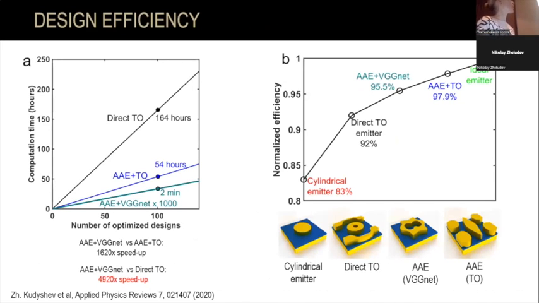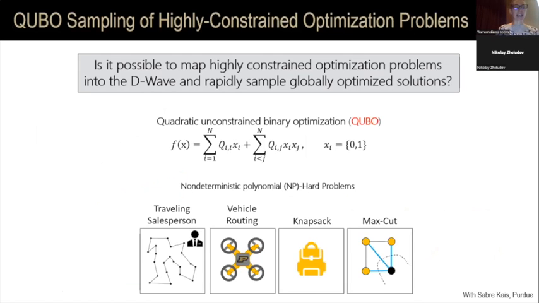But so far what we have is a tremendous improvement in calculation time, from hundreds of hours to a few minutes with a fully machine learning algorithm. And then we also have improvement in the efficiency. So compared to the cylindrical geometry that we started with, we actually approach the ideal emitter with all these techniques.